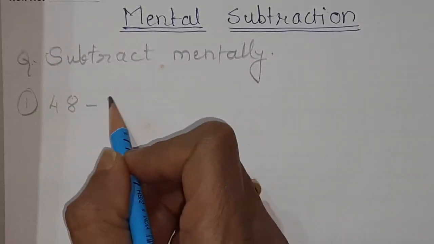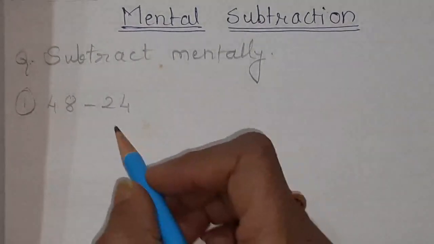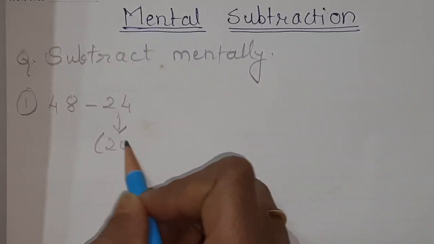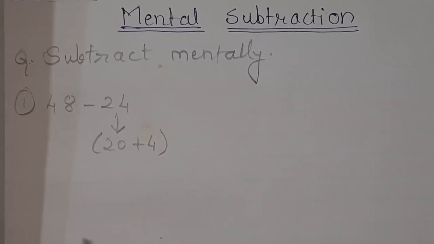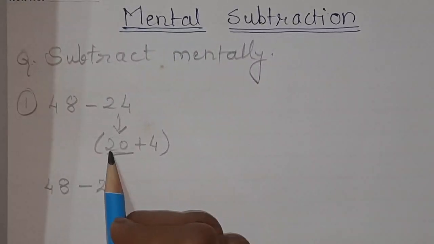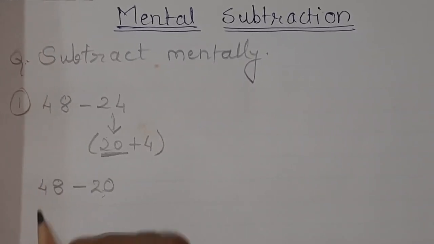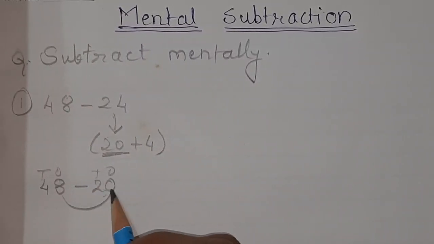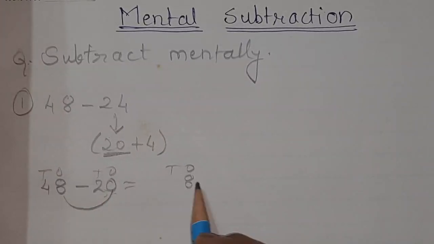48 minus 24. So to subtract it mentally, what we have to do? We have to split this number. What we are writing it? 20 plus 4. So for first what we will do? We have to minus 48 minus 20. One number from this 20 from 48. And like this sums we have done. How we have done it? Tens, ones, tens, ones. If there is 0 in ones column and any number, so our answer is 8 here. The same number will come as the answer.